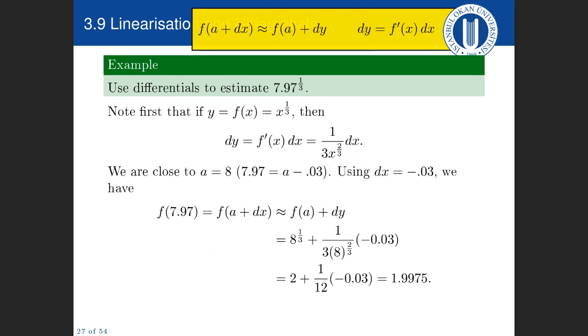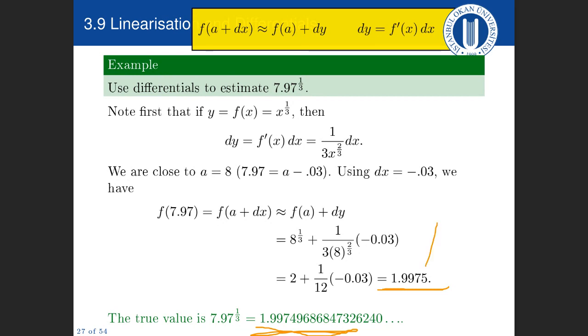So we can calculate that 7.97 to the power of a third is approximately equal to 1.9975. The true value is actually 1.9974968684, etc., etc. So we're pretty close. We've done an easy calculation and we found the approximate value without doing any complicated calculations, without you having to use a calculator. And for a lot of purposes, this would be good enough.